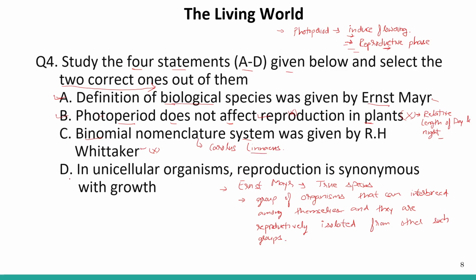Alright. Now option D is, in unicellular organisms, reproduction is synonymous with growth. So this point is also correct. So what happens in unicellular organisms? Reproduction takes place by binary fission. One cell gives rise to two cells. Both these processes are synonymous. Reproduction can also be said to be growth. So this option is correct.